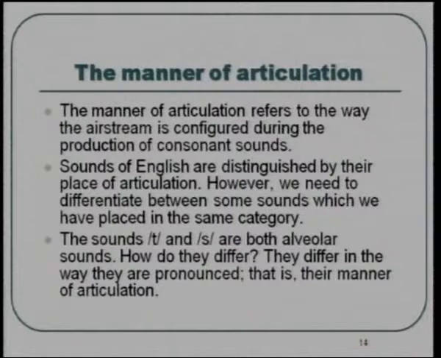So, the place of articulation is different from the manner of articulation. We speak about the areas where the air stream is stopped. This comes out with the place of articulation. However, how the air stream is configured comes out with the manner of articulation. So, the two sounds, t and s, are both alveolar sounds in English. This is for the place of articulation. But the way they are pronounced is called the manner of articulation.